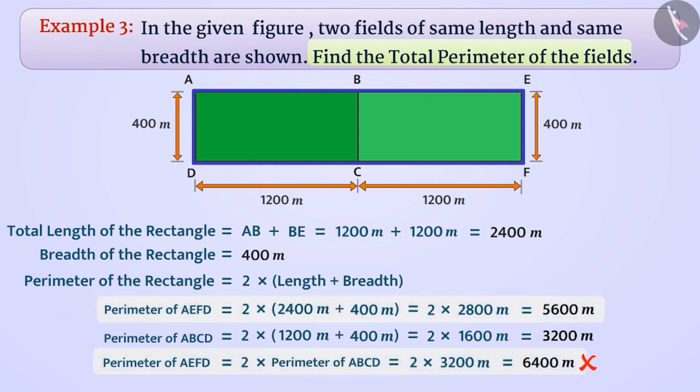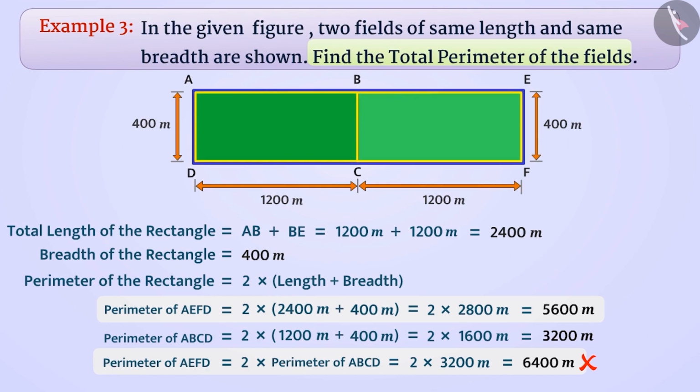But this will not be correct. Can you explain why? Think for a while. You've got it right. The reason is that in this case, we have added all the sides of both the rectangles, in which we have unknowingly added the side BC twice. Since the side BC is not at the boundary of this bigger rectangle, while finding the perimeter, it will be wrong to add the length of this side. You must avoid such mistakes.